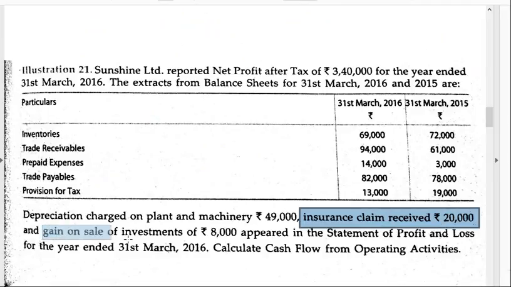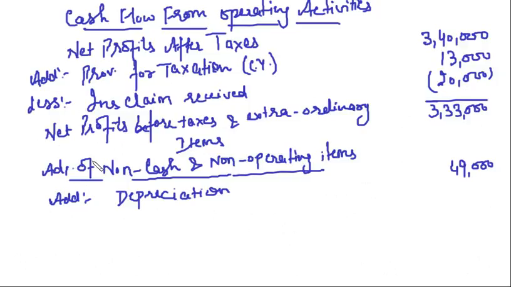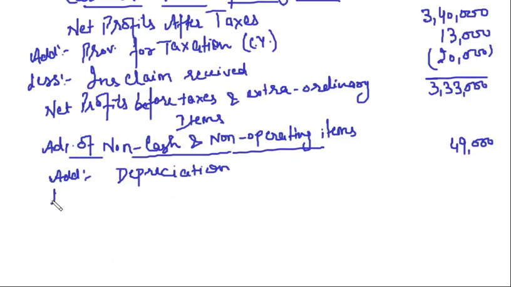Gain on sale of investments, rupees 8,000. Now this gain on sale of investments, is selling investments the routine operations of business? No. Then the gain on sale of investments is nowhere related to the routine operations of the business. So this should be subtracted from the profits: less gain on sale of investments, right? How much is the amount? It is 8,000, right?